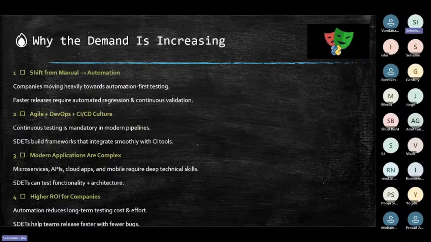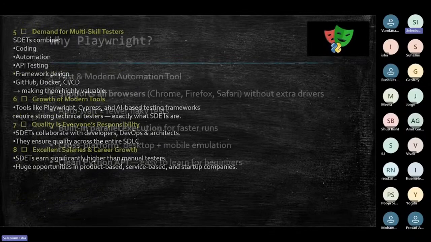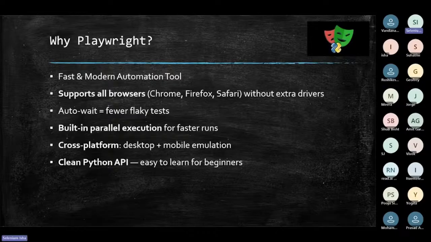So why is the demand increasing? Because modern applications are complex and everyone is shifting from manual towards automation. Why? Because of the advantages which we have just seen in the previous slide. Now, out of all the tools we have, if you have seen in the earlier scenarios, we had UFT, we had Protractor, and what else? What are the other tools coming into your mind, guys? So we had Cypress and all, right?